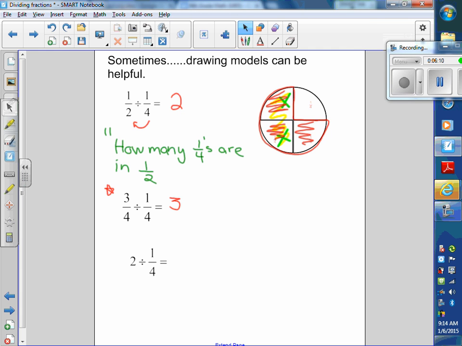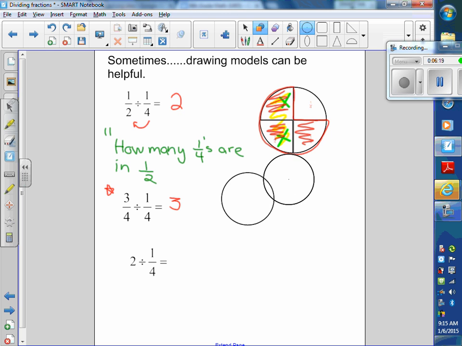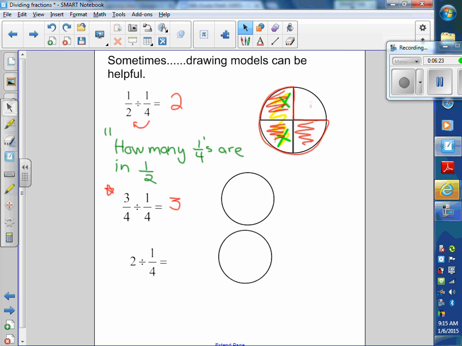How many fourths go into 2? So what do you think? Here's 2. If this is 2 wholes here, how many fourths are in there? 8. All right, so you don't need fancy rules to understand fraction division.